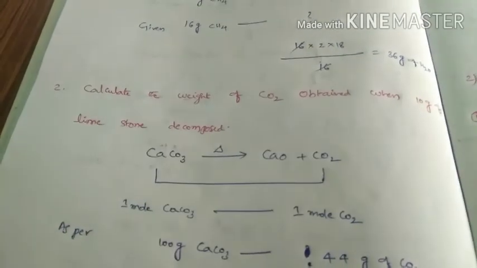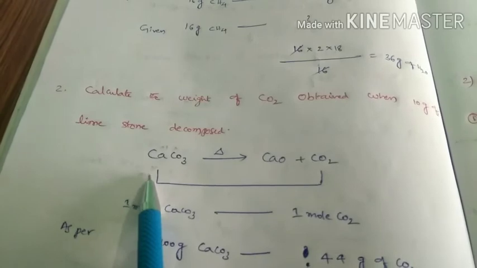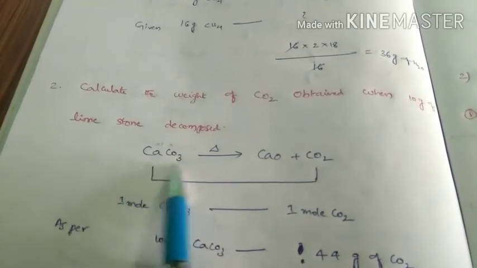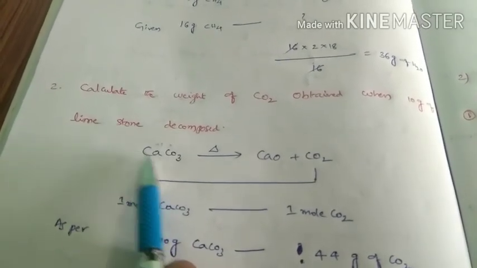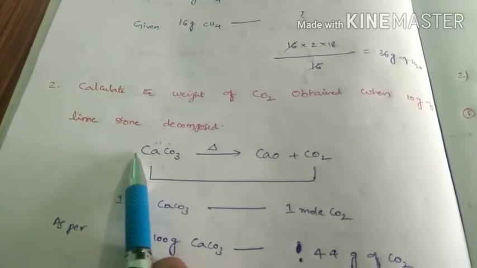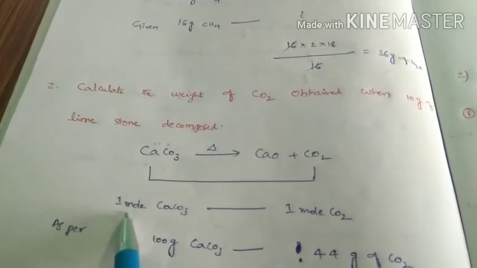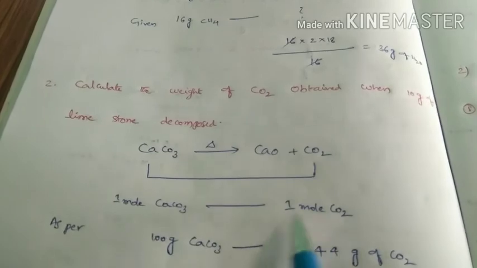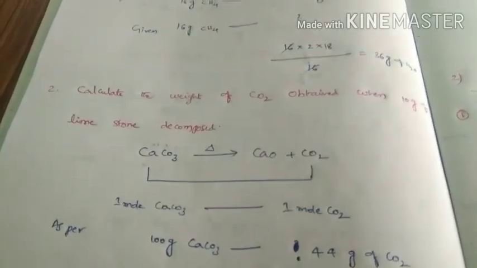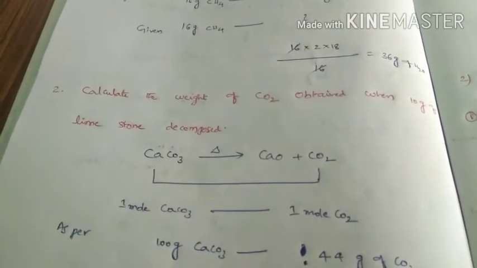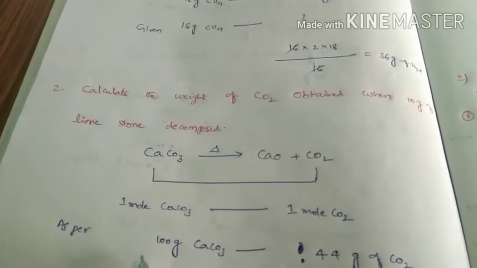After drawing the line, we have to write like this. As per the given equation, CaCO3 is 1. How can we say that? Before CaCO3 nothing is there, that means 1 CaCO3. That means 1 mole CaCO3 forms 1 mole CO2. That is the meaning. After writing that step, we have to apply the given condition.